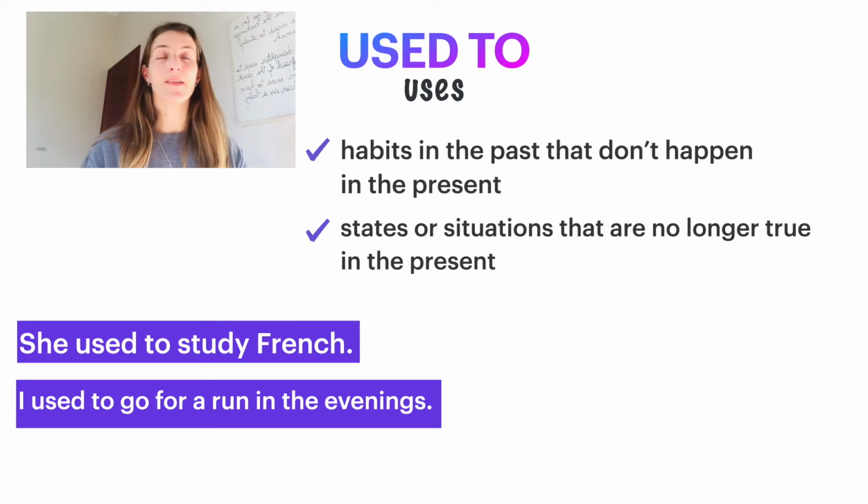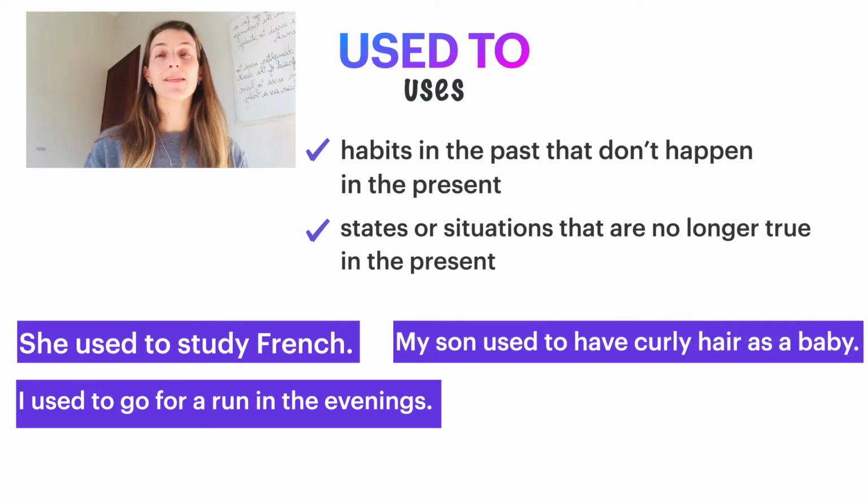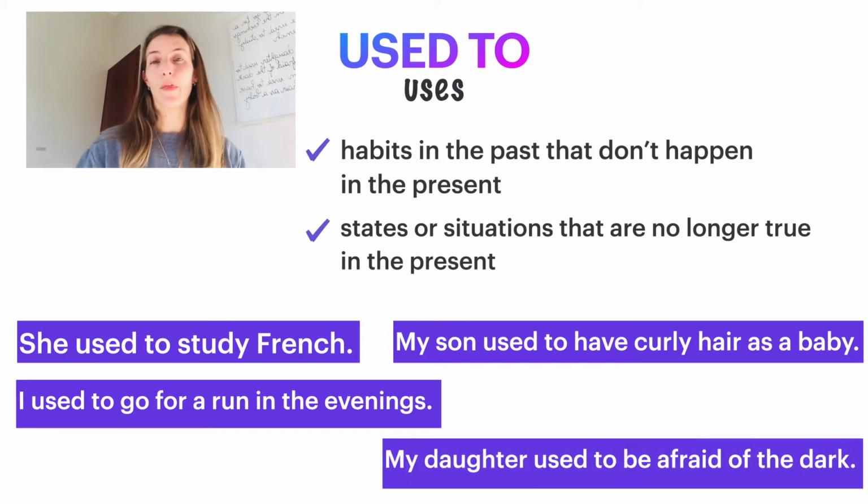Okay, some other examples. My son used to have curly hair as a baby. Mi hijo solía tener el pelo enrulado de pequeño, de bebé. But now he has straight hair. Ahora tiene el pelo lacio. Entonces algo que es un estado del pasado, una situación del pasado que ya no es verdadera ahora en el tiempo presente.